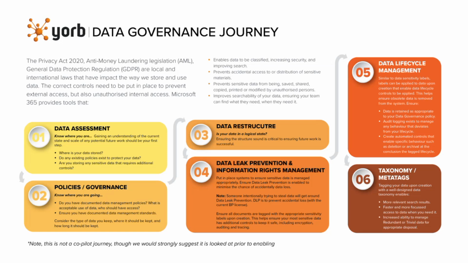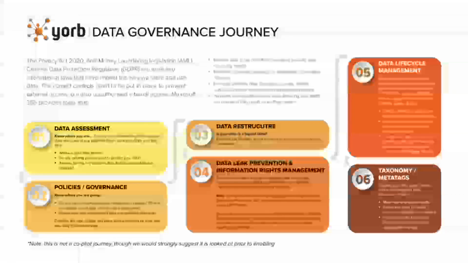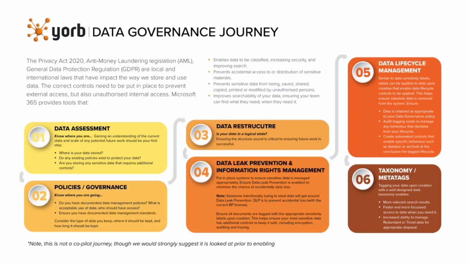Following that by making sure you move data into a structure that is logical. Fourth, we look at data leak prevention, information rights management. So making sure that data can't leak out of your business without your explicit approval, and making sure other people can't read it that shouldn't. Then moving into your data lifecycle management, so making sure data doesn't get stale. There's an acronym called ROT: redundant, obsolete, trivial.